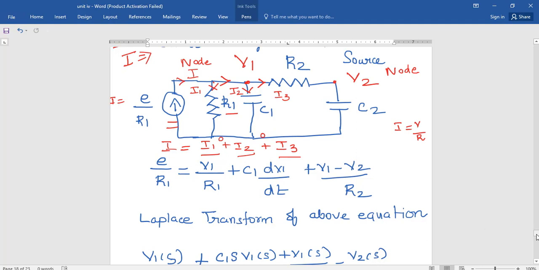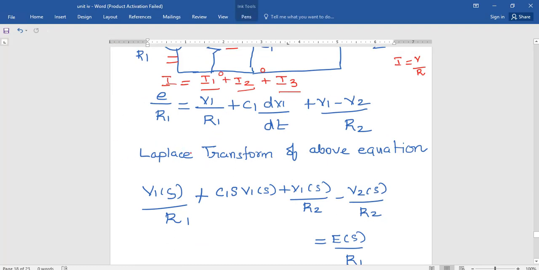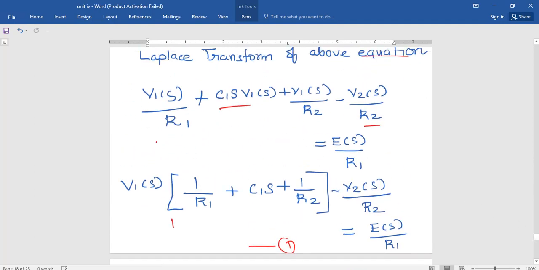Next step is to take the Laplace transform for the above equation. If you apply the Laplace transform for the above equation, you will get V1 of s by R1 plus C1 of s V1 of s plus V1 of s by R2 minus V2 of s by R2 is equal to E of s by R1. Then V1 is common, so I am taking V1 outside. You will have this equation.